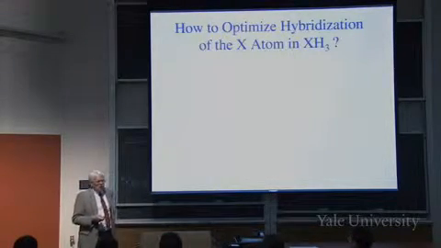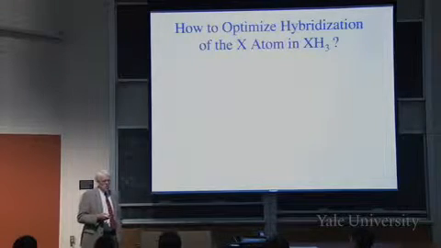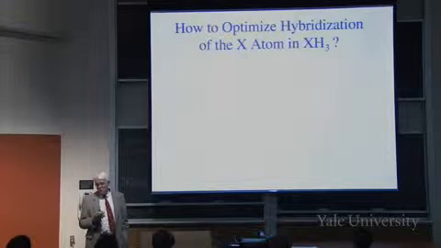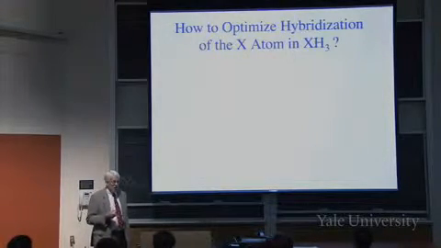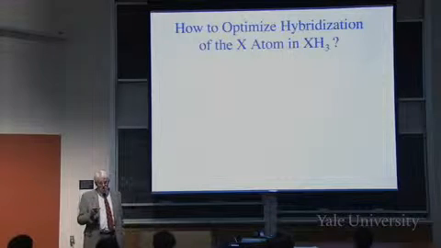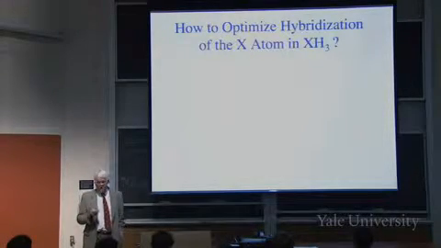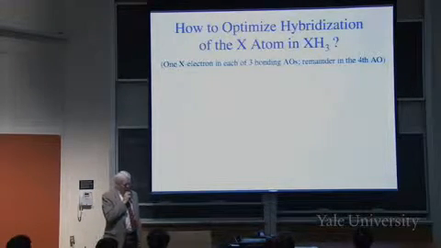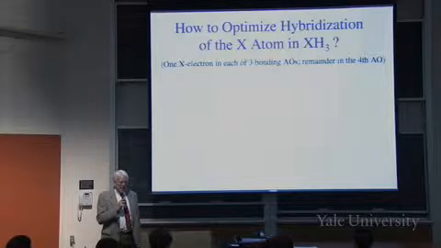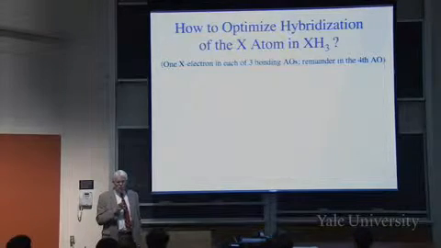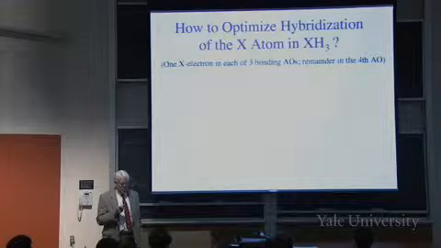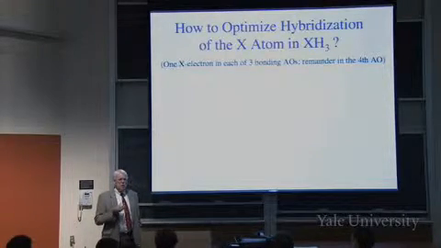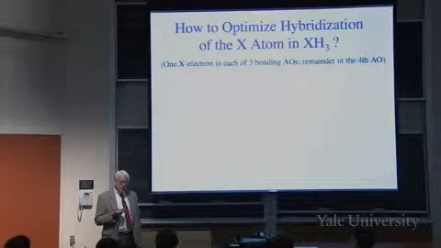Okay, now we want to optimize hybridization. What do we mean optimize? We mean we want to get the lowest possible energy. We want to choose the hybridization that'll give the lowest energy, and therefore a particular geometry for XH3, certain angles. Okay, now let's think about that. We're going to have one X electron, one of the valence electrons of the X atom, in each of three bonding atomic orbitals bonding to the hydrogen, and whatever's left over goes into the fourth atomic orbital, and we want to minimize the energy. Okay?